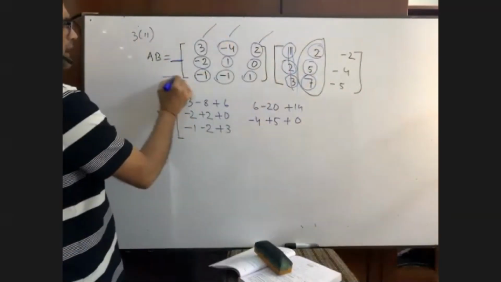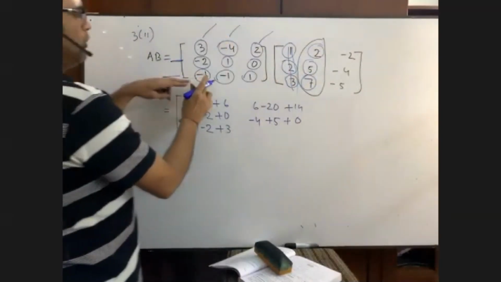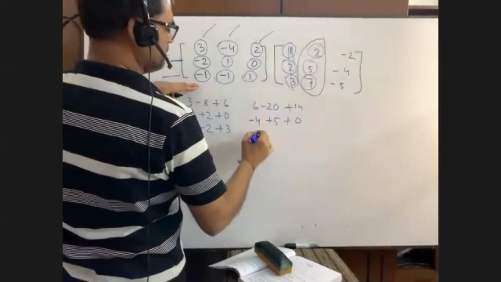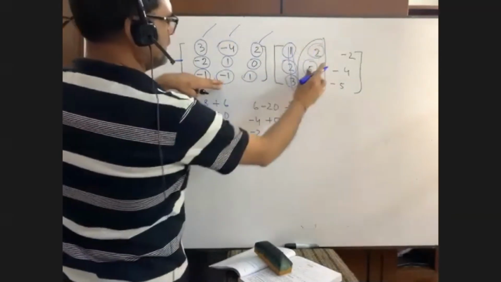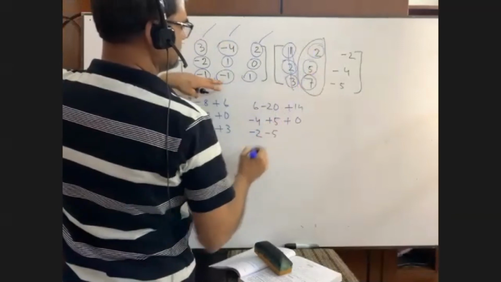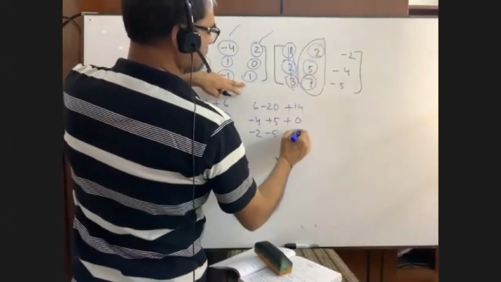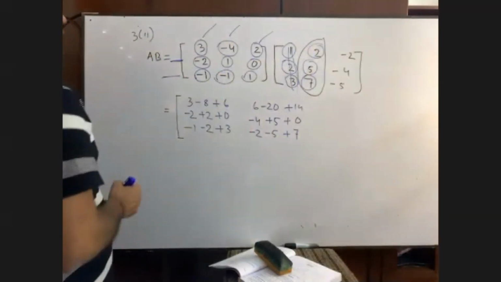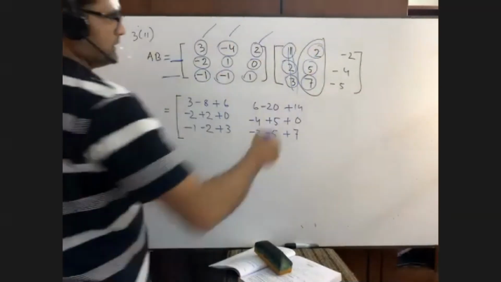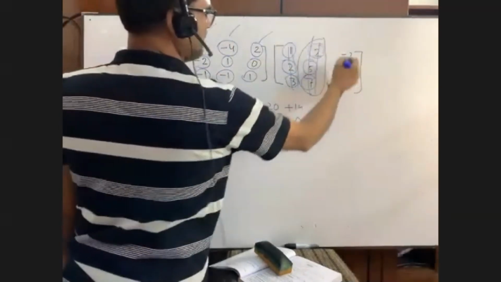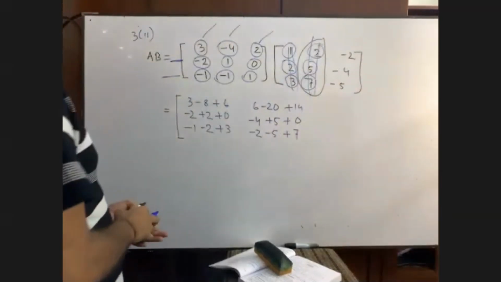Now go to the third row. Minus 1 into 2, that is minus 2. Minus 1 into 5, that is minus 5. 1 into 7, that is plus 7. Okay, this is also done. Now you see, we have only this part. Now you do it by yourself.